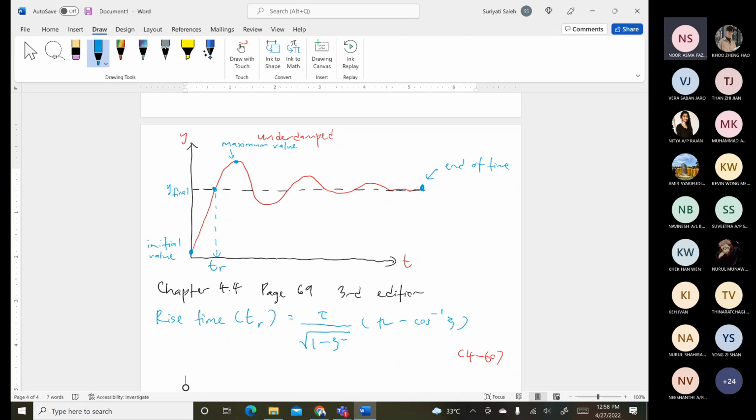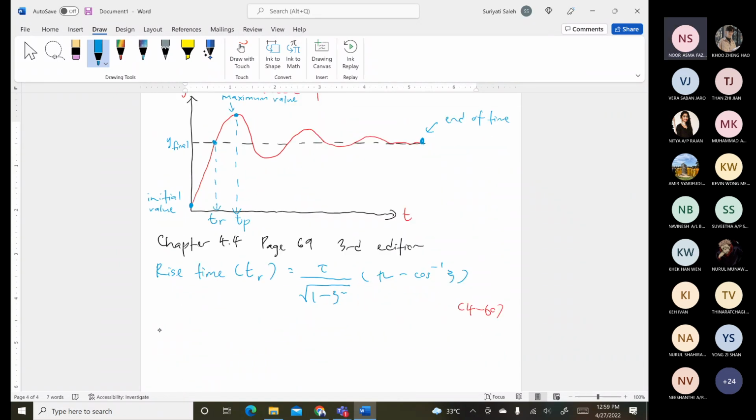This is the highest point of your graph. So when you reach the highest point, it represents the maximum value that the variable can obtain. This maximum value happens at what we call TP. So what is the TP? TP represents time to first peak.